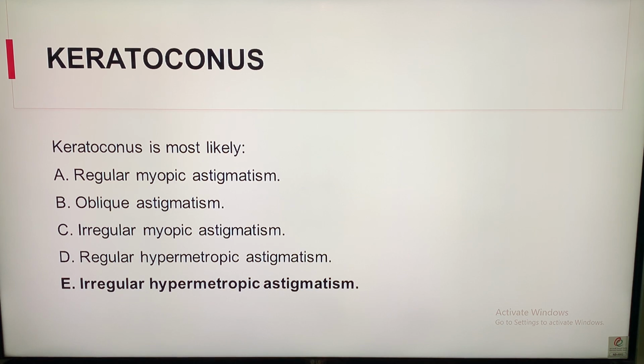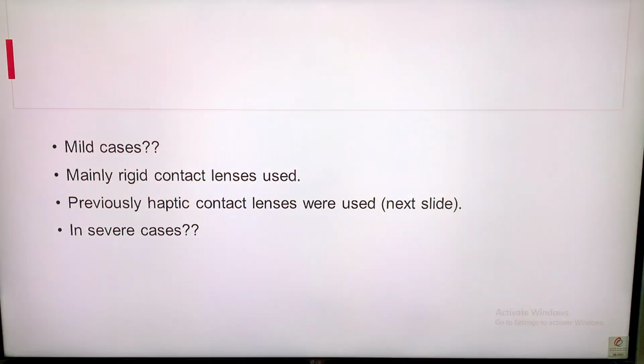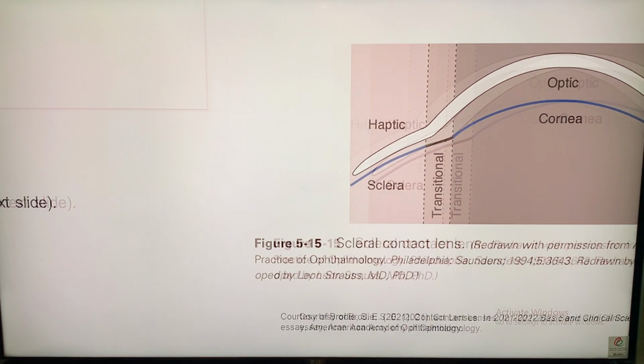Keratoconus is irregular astigmatism with myopia. We know keratoconus is basically central or paracentral corneal thinning, and in mild cases we may use soft contact lenses. However, mainly we have to use rigid contact lenses. Previously there was the use of haptic contact lenses, which I will explain later on, and in severe cases we ultimately have to proceed towards keratoplasty.